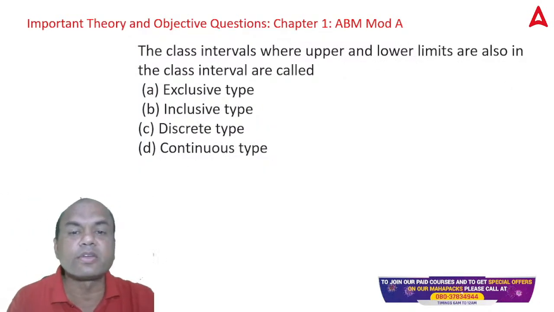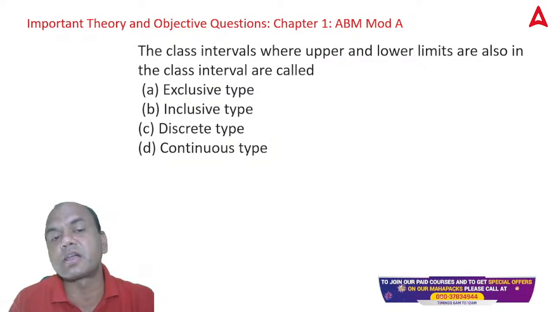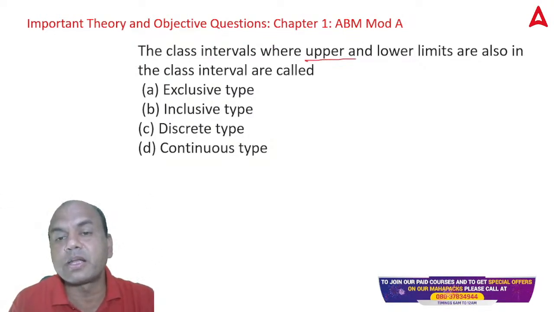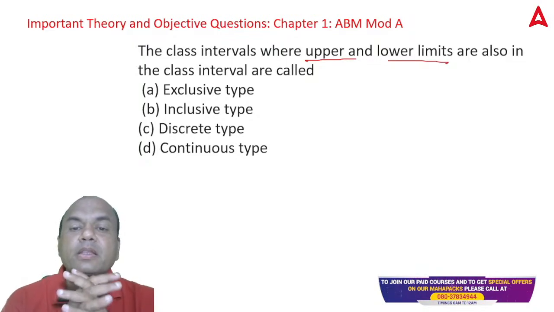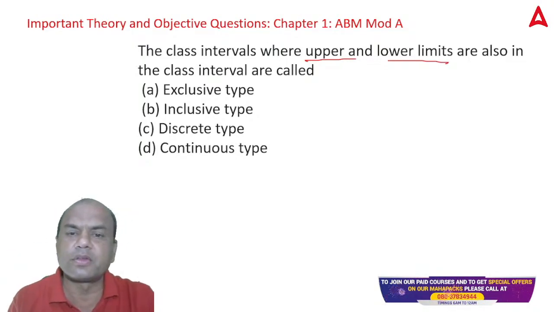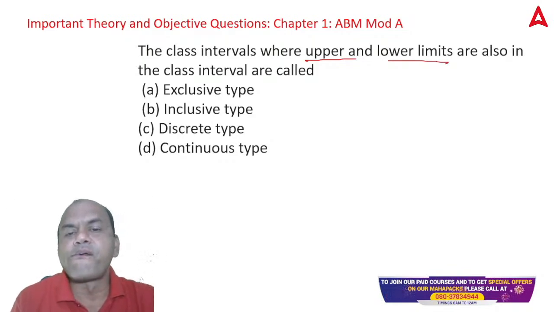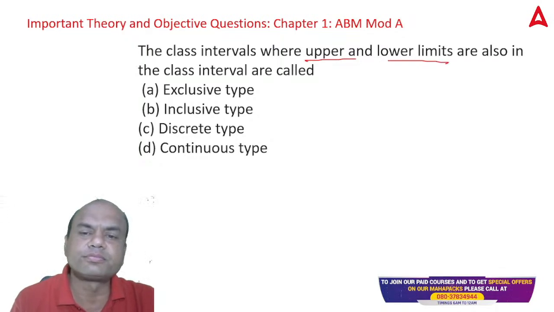The class intervals where the upper and the lower limits are also included in the class interval are called as, see here, upper and lower limits are also included. Now what do you mean by this? Let me give you the logic over here. Suppose there are these numbers. Let me start.